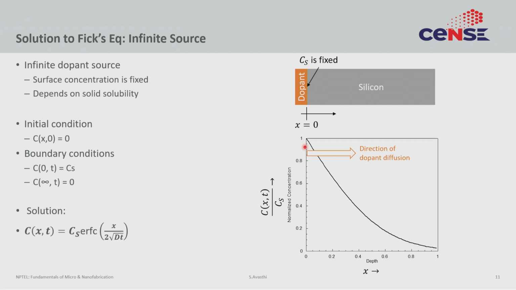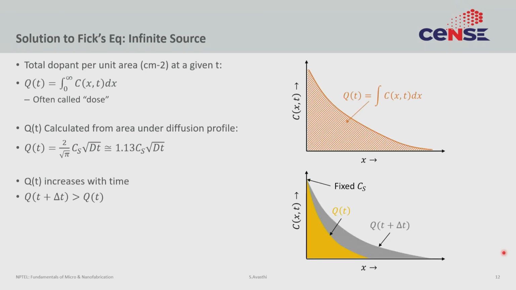Once again, it looks like what you think it should. At the surface where the dopants start to diffuse, you have a very high concentration. As you go deeper into the bulk, the concentration falls and it asymptotically goes to 0. If you now look at the number of atoms that have diffused in, that is called the dosage, and that is simply the area under this concentration curve.